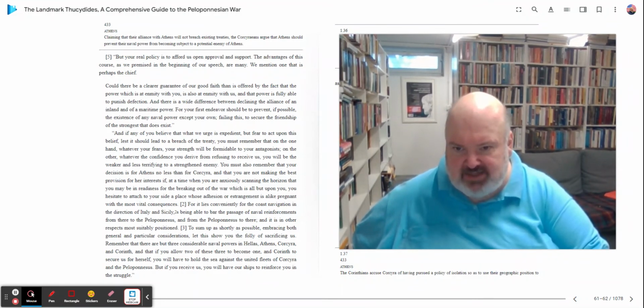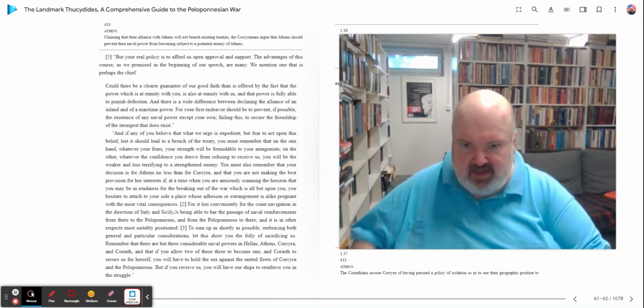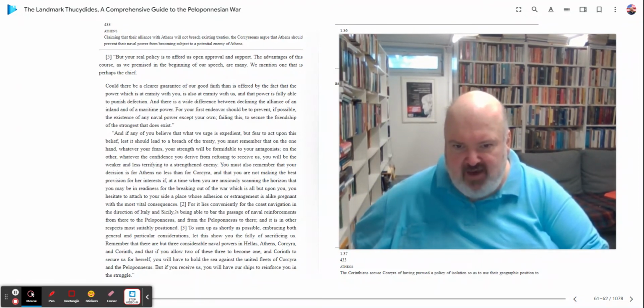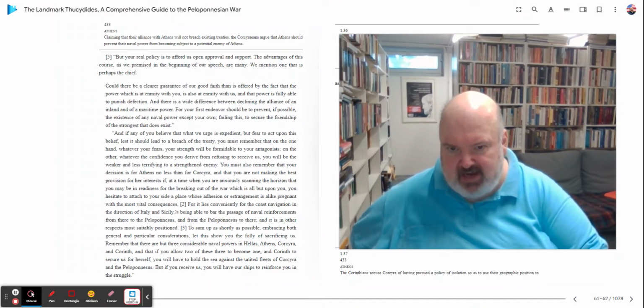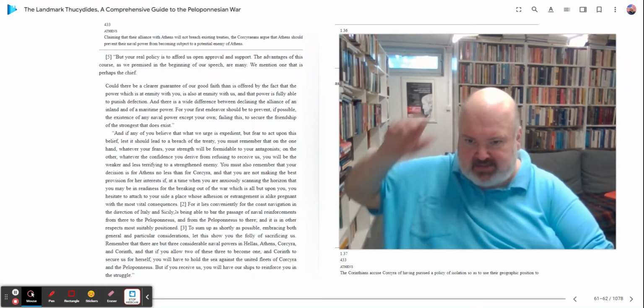There is a clear advantage in our good faith, offered by the fact that the power which is in enmity with you is also in enmity with our enemy, with hatred of us, and that the power is fully able to punish defection. And there is a wide difference between declining the alliance of an inland and a maritime power.